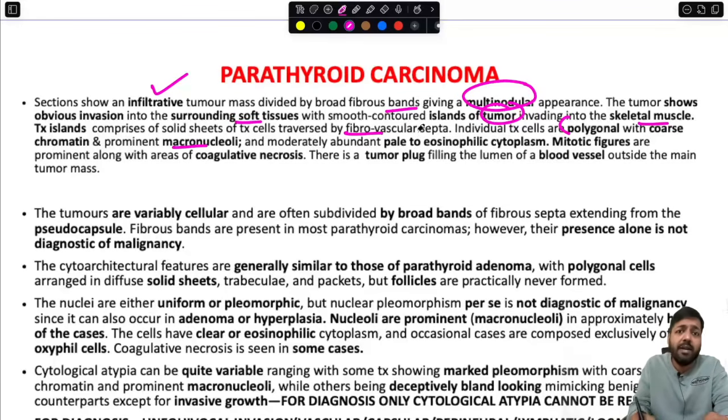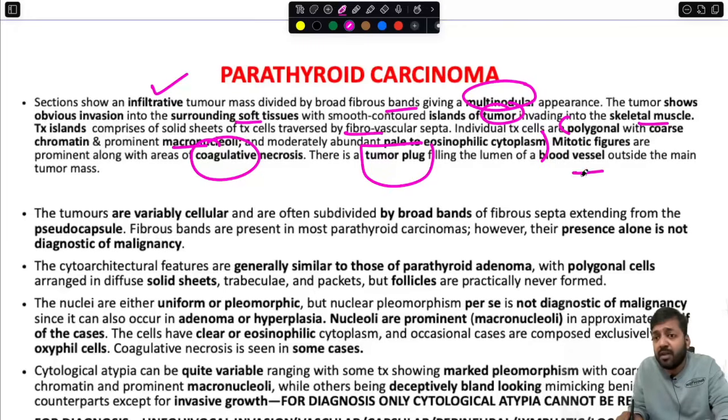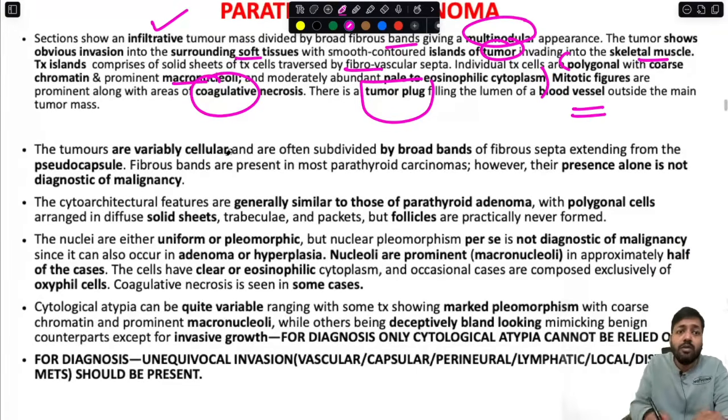and moderately abundant pale to eosinophilic cytoplasm. Mitotic figures are prominent along with areas of coagulative necrosis, and there is a tumor plug filling the lumen of the blood vessel outside the main tumor mass. So there is a vascular invasion.